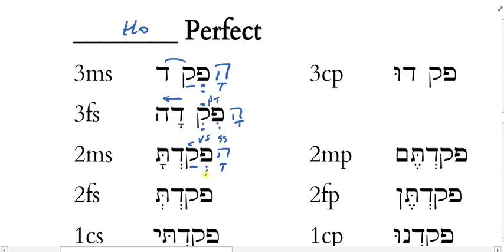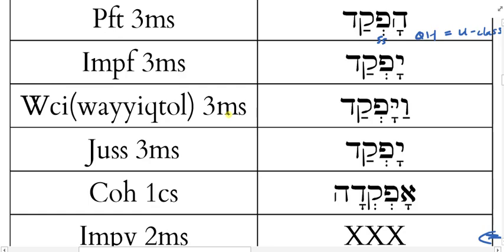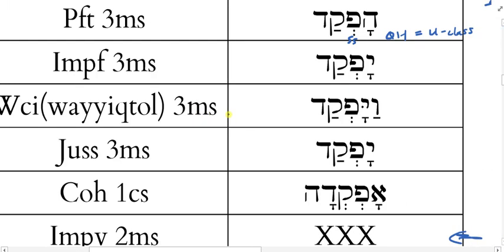All right? So we won't write all these down, but I just want you to see that in every form of the Hophal, it's Hoph, Hoph, Hoph, Hoph. Okay? Silent shavah under root 1 every single time. For the Hophal imperfect, we have Yofkad. Remember, this is really Yofkad.